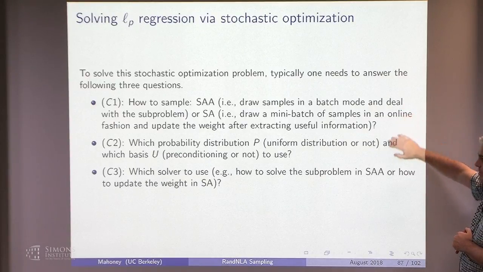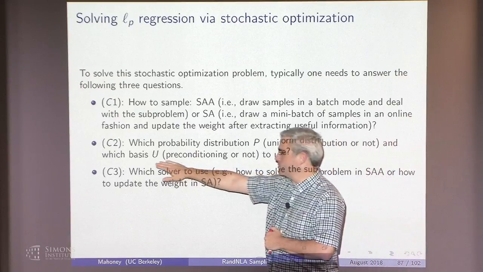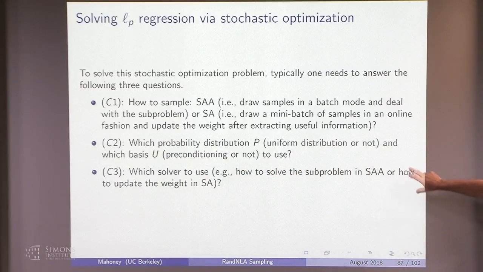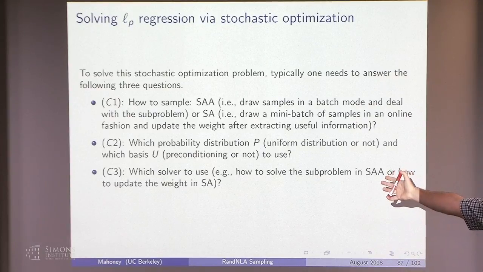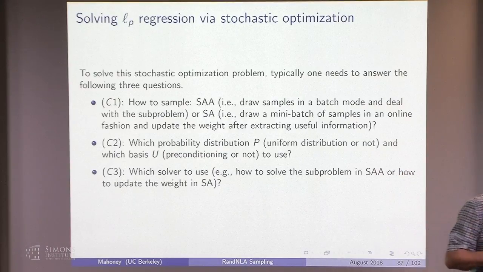So to solve the stochastic optimization problem, how do you sample? SA or SAA? Which probability distribution do you sample? Is it uniform or not? Which basis did you use? I said it's a nice basis. How nice is nice? You know, you're doing preconditioning or not. Which solver to use? So in a lot of these things, if we say sketch and solve, how do we solve the subproblem? Maybe we solved it with an SGD algorithm, and I didn't tell you that, meaning I had a low precision solution. Maybe I solved it to high precision.